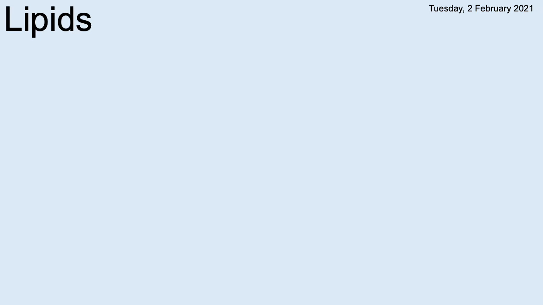Okay, good morning everyone. So this is the second lesson for today and it is on lipids. We looked at carbohydrates earlier and looked at how important they are to the body. So now we are going to look at lipids. We've got the same learning objectives as the previous lesson and the next lesson will also have the same ones.